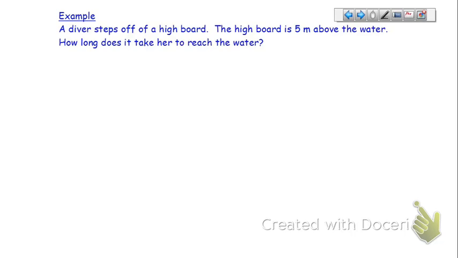So a diver steps off a high board. So here's the high board, and I draw it like that. Steps off the high board. The board is 5 meters above the water, so that there is 5 meters. And how long does it take her to reach the water? So I want my delta t. Let's make my list. So I want delta t.